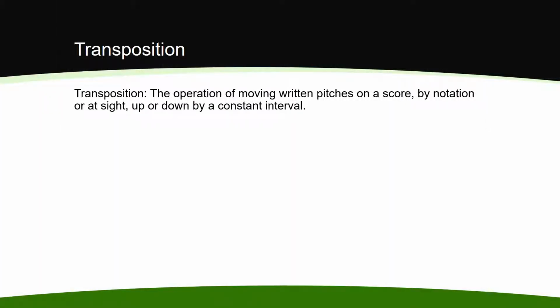Transposition is the operation of moving written pitches on a score up or down by a constant interval. This can be done by rewriting the music, or more often, it is done at sight by the performer. In this module, you will learn that understanding the process of transposition is very important in order to understand how to work with other musicians.